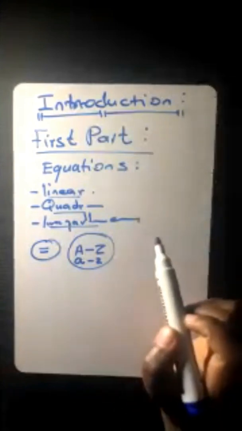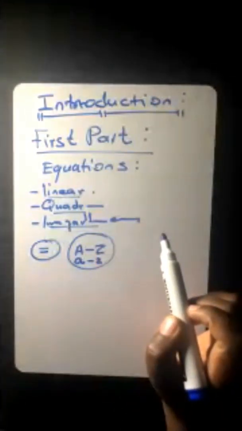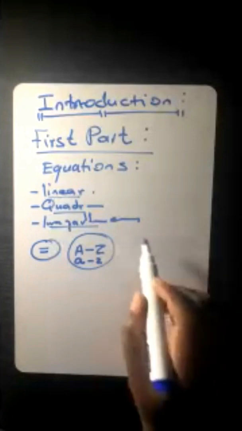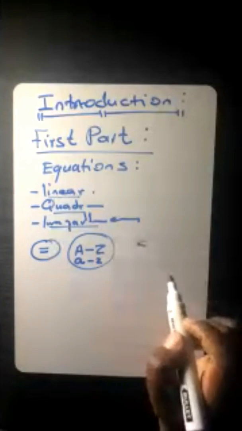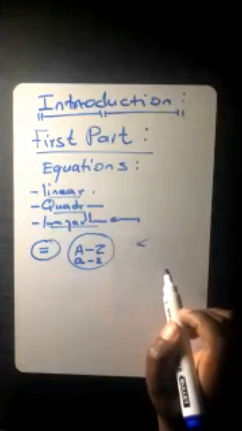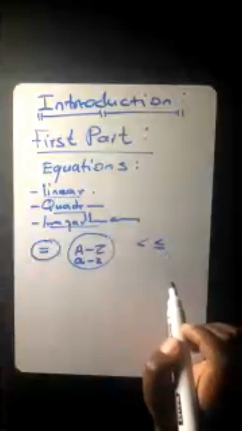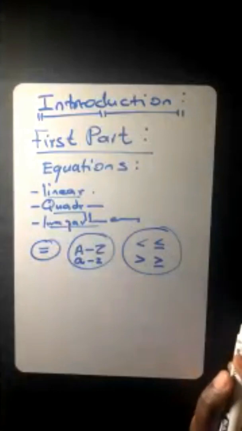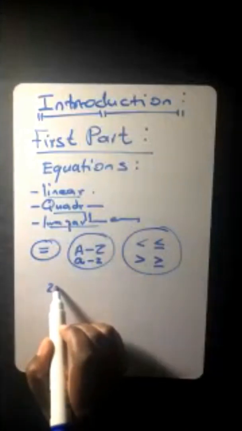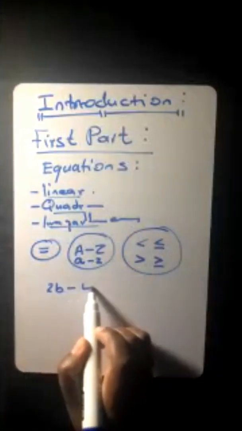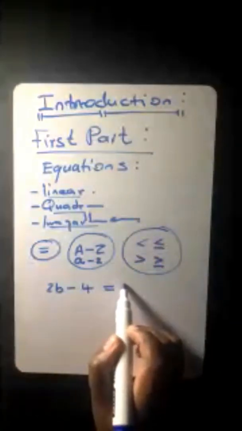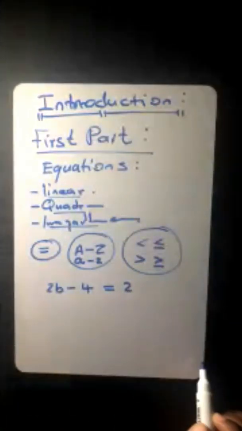Another thing that you need to be aware of is that you've got inequality problems. So an inequality can be seen by the sign of less than or less than or equal to, or greater than or equal to. So I'll just give examples there. Let's say we've got 2b minus 4, and this is equal to, let's say, 2.